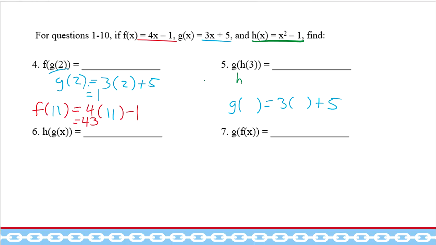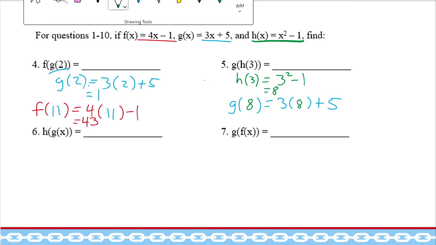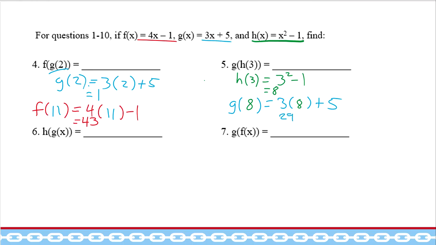So h of 3, right? That is what is getting subbed into the g function for x. So let's find h of 3, right? 3 squared, x squared, minus 1. So 9 minus 1 would be 8. So my x value then for the g that goes into the g function would be 8, right? 3 times 8 is 24, plus 5 would be 29.